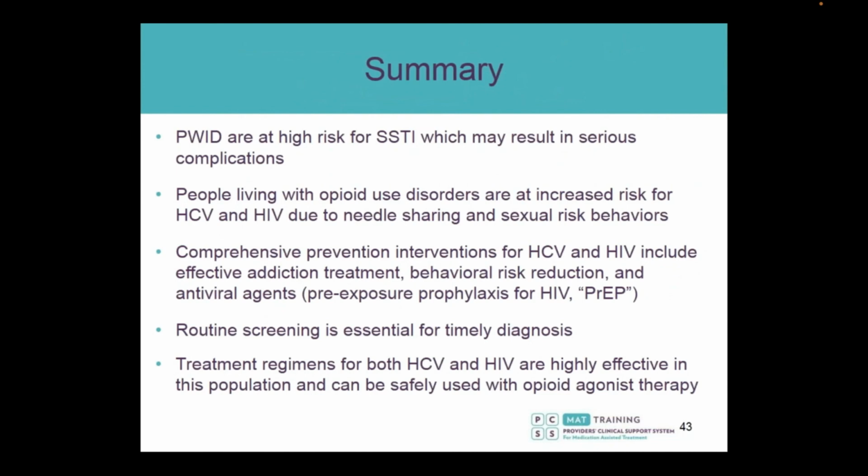So in summary, people who inject drugs are at high risk for skin and soft tissue infections, as our patient J.O. presented with, which can result in serious complications. People living with opioid use disorder are at increased risk for both hepatitis C and HIV due to needle sharing and sexual risk behaviors. Comprehensive prevention interventions for both HCV and HIV include addiction treatment, behavioral risk reduction, and antiviral agents. Routine screening is essential for timely diagnosis, and treatment regimens for both hepatitis C and HIV are highly effective in patients with opioid use disorder and can be safely used with opioid agonist therapy, provided medication interaction charts are referenced.